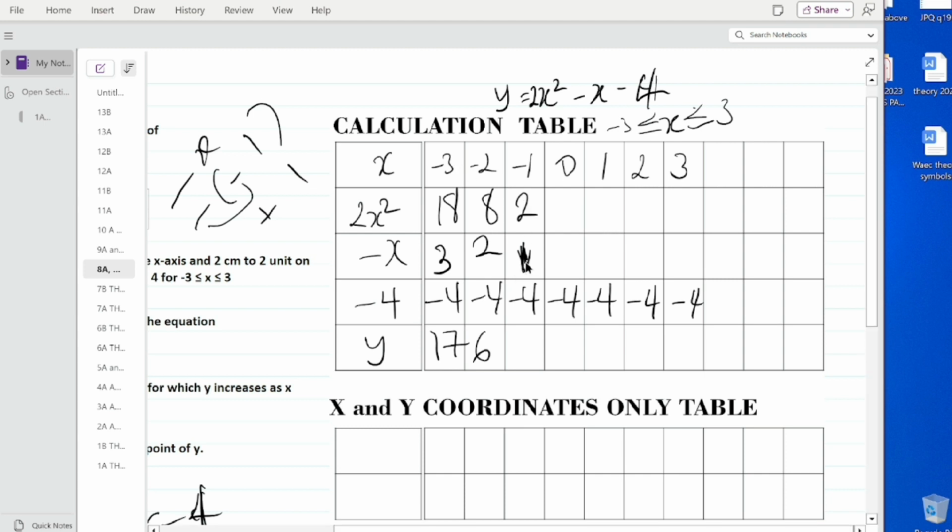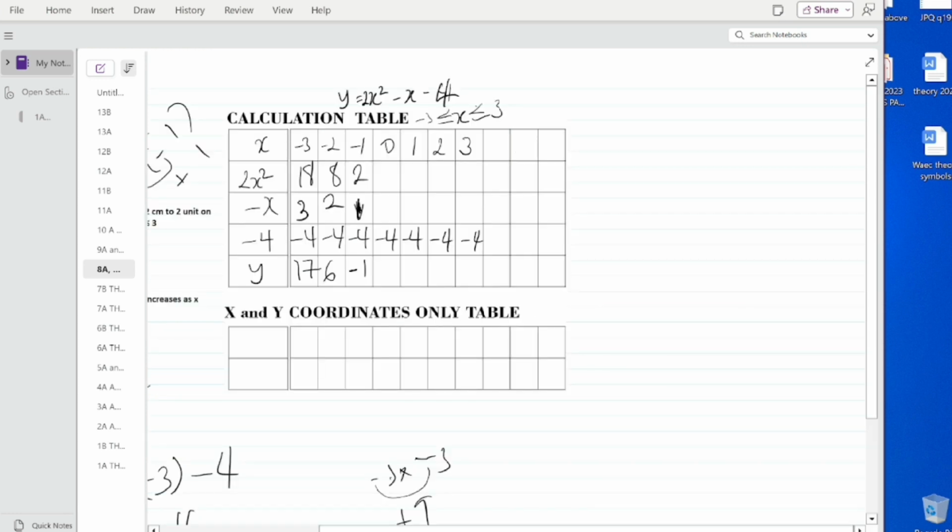So we have 2 plus 1, 3. 3 minus 4, you're having 3, you're owing 4. That means you're owing more than you have. That means by the time you pay back, you'll still be owing 1. That's minus 1. The next value we're calculating for is 0.